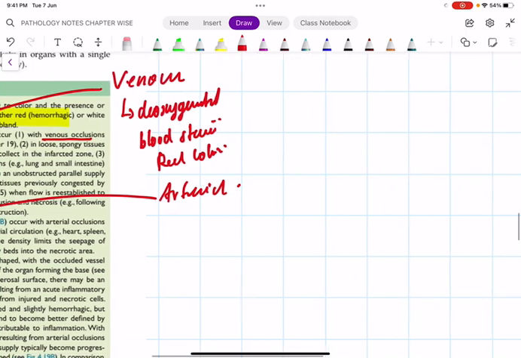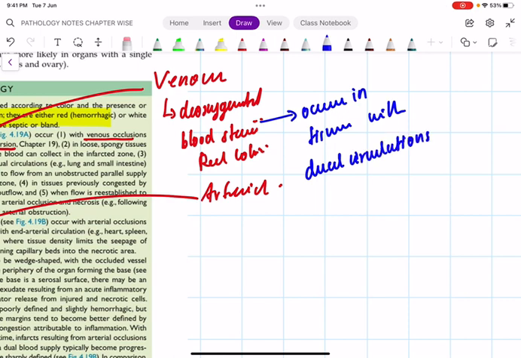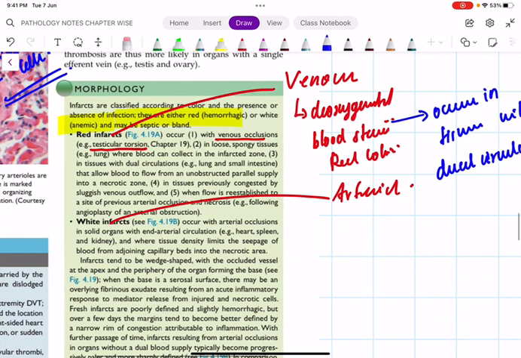Remember, red infarct occurs in tissues with dual circulations. What are the areas you know having dual circulation? Number 1, lungs, small intestine. Am I right? Yes. So those regions which are having dual blood supply, that is most commonly lung, small intestine, of course testicular torsion. We have red infarct. Fine?